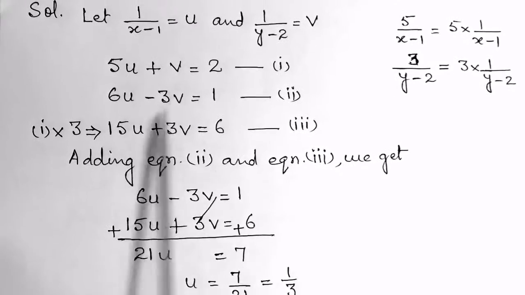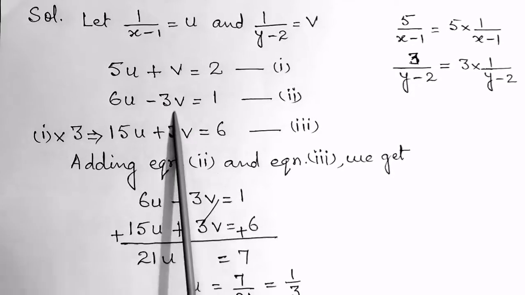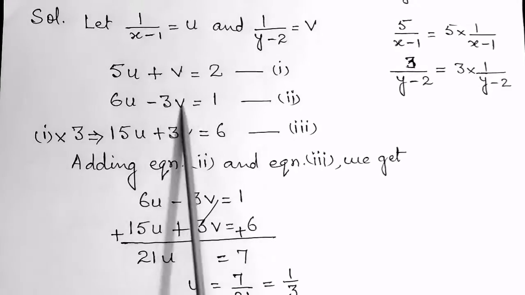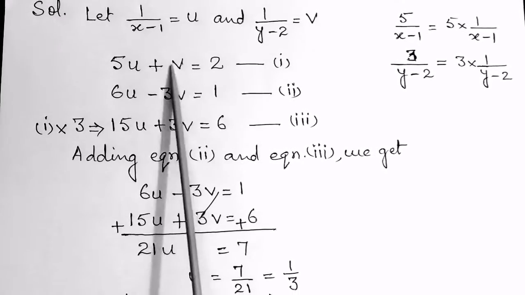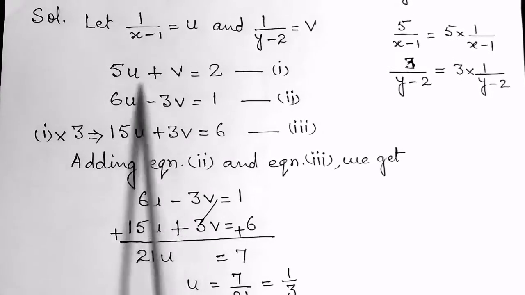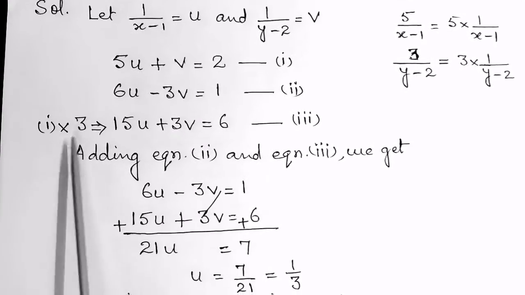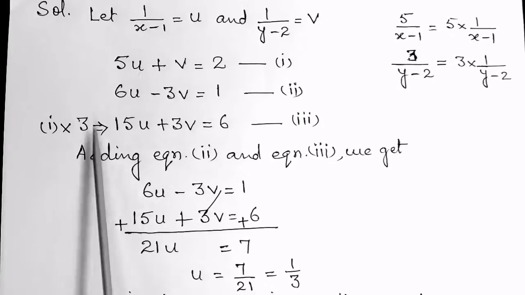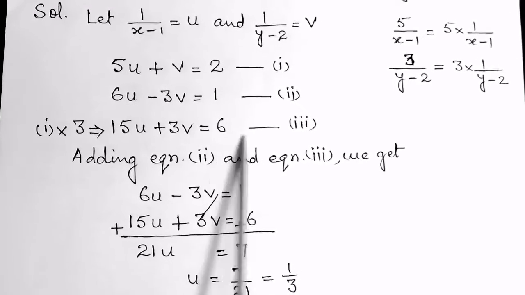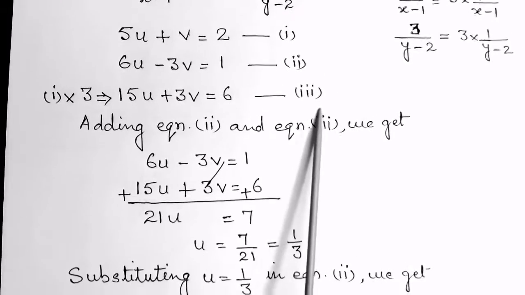Now I will equate the coefficients of v here. Now here the coefficient of v is what? 1, and here the coefficient of v is 3. So the LCM of 3 and 1 is 3, right? So to make 3 here, I'll multiply equation 1 by 3. So multiplying the first equation by 3, we get 15u plus 3v is equal to 3 2s are 6. So suppose this is equation 3.